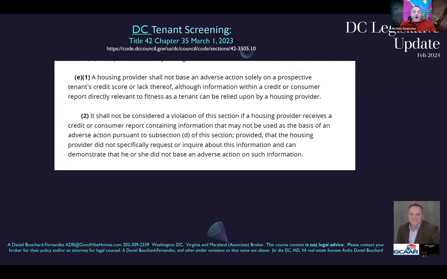I don't know that I would want to be the test case to find out what the consequence is. As the supervising broker for the company, I wouldn't want to be in the position to have to defend any of you in front of the real estate commission if that ever came up, or in front of any other DC government entity. I would definitely fight hard to defend all of you, but because it's uncharted territory, we don't know where we would go from there.